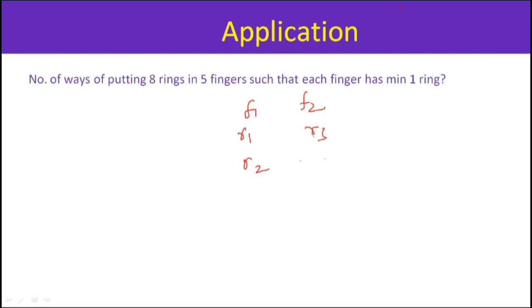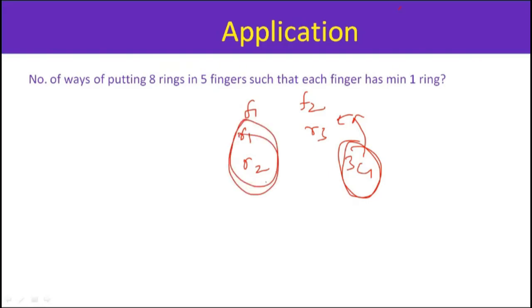See, always finger 2 must have one ring. So we have 3C1 number of ways. Now these 2 rings can be arranged in 2 factorial number of ways, up and down.